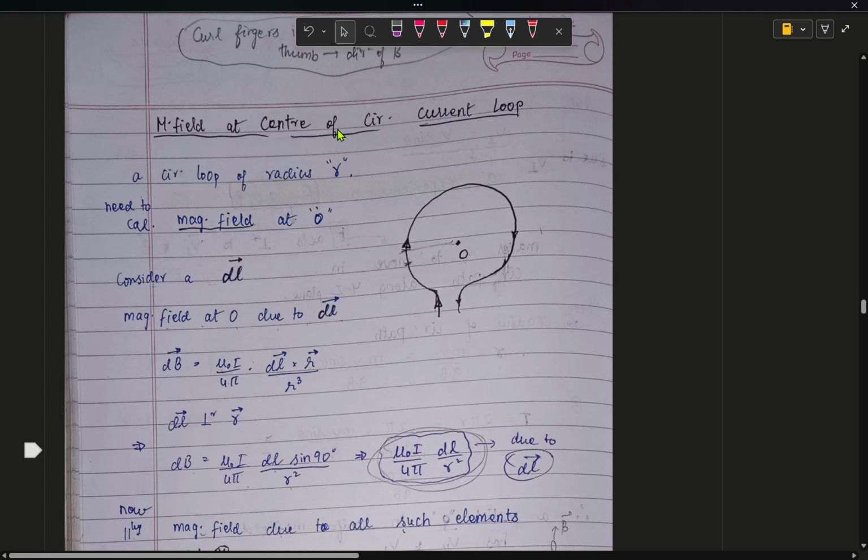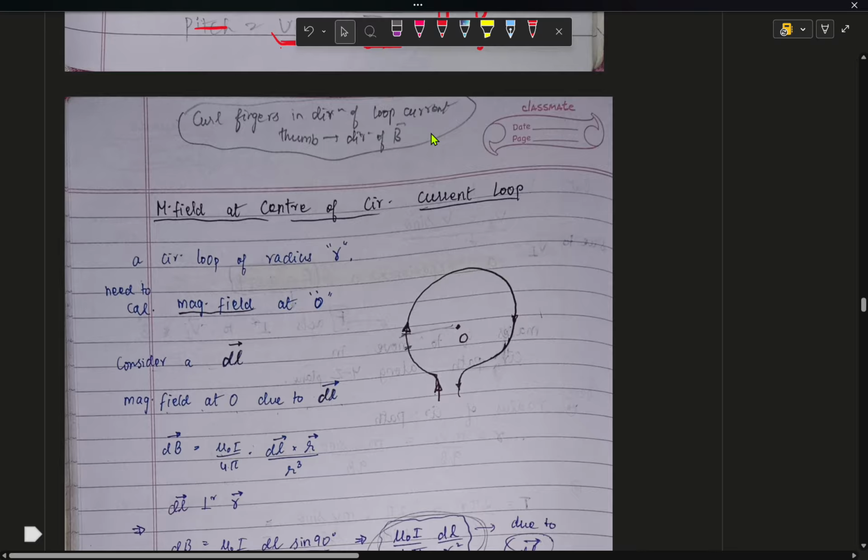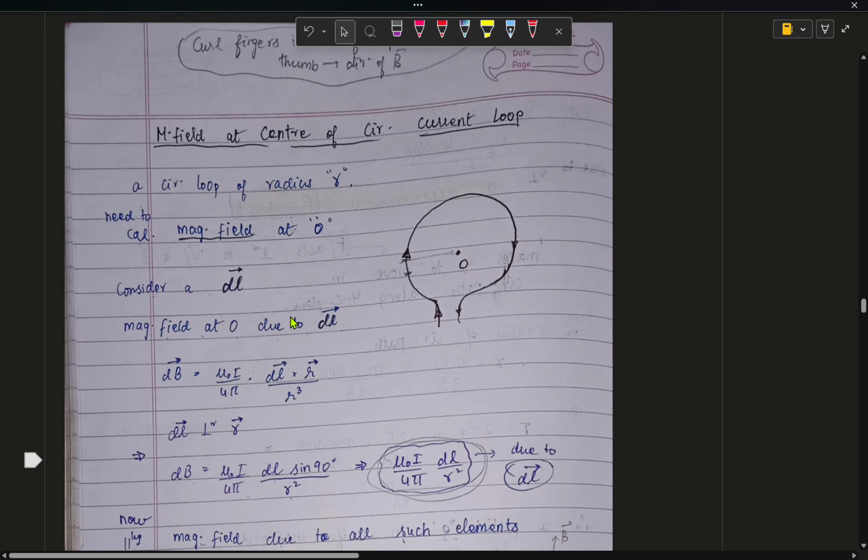Okay. Magnetic field at the center of a circular current carrying loop. If you have a loop carrying a current I, what is the magnetic field at the center? You just curl your fingers in the direction of the loop current. Take your right hand, curl your fingers, and your thumb will point into the page. That's the direction of the magnetic field.